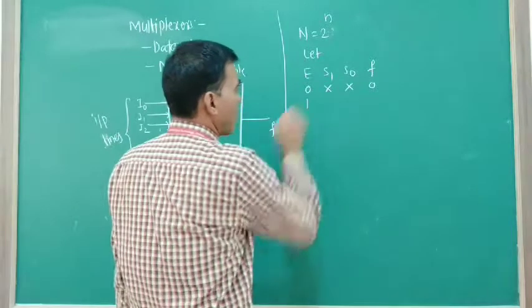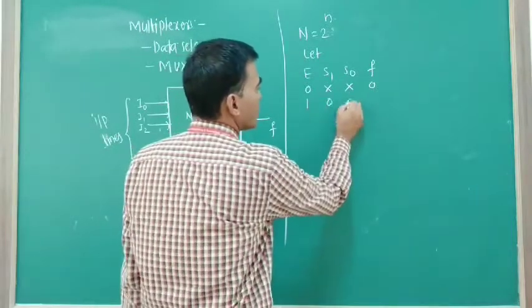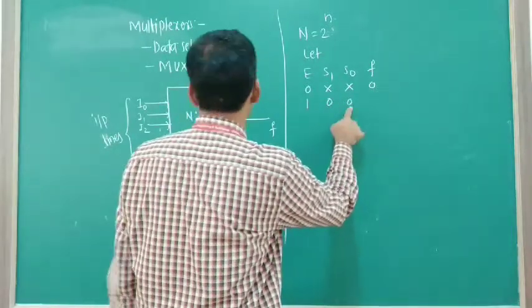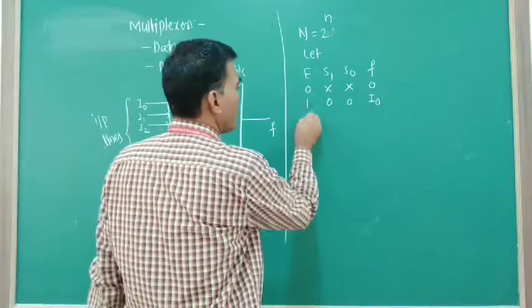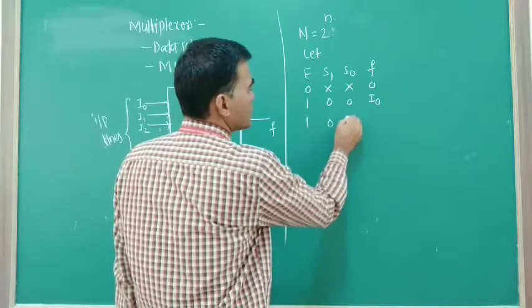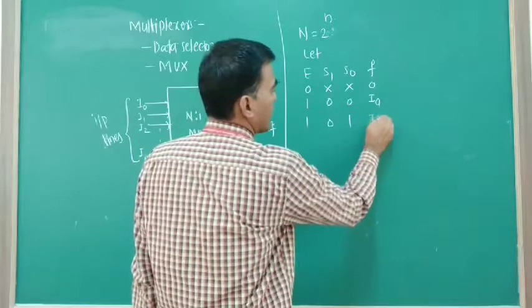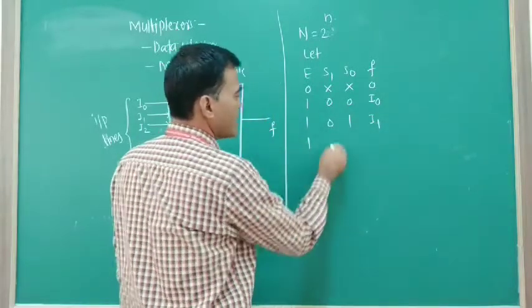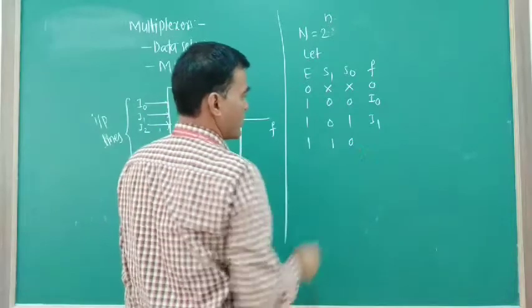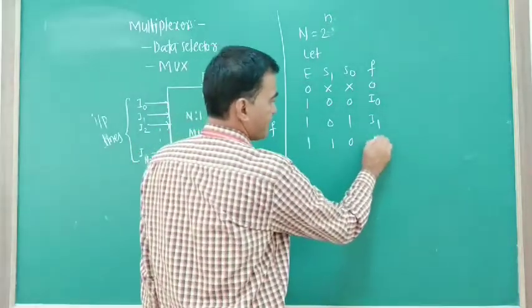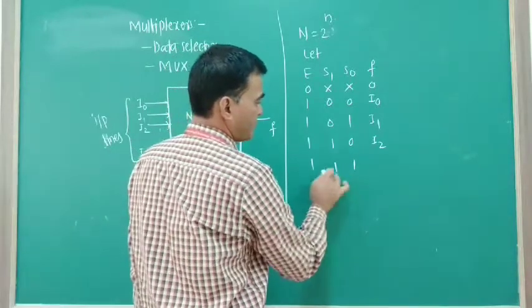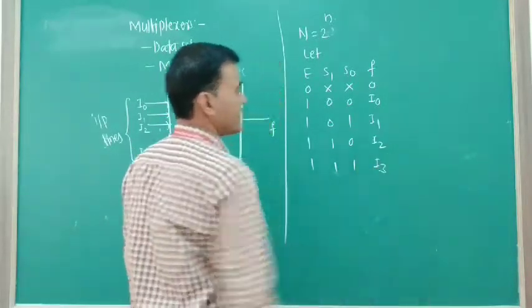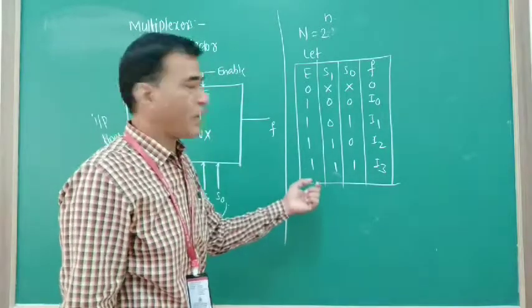When enable is 1 and both select lines are 0, 0, the I0 line is selected. When enable is 1 and S1, S0 is 0, 1, the I1 line is selected. When enable is active and S1, S0 is 1, 0, I2 is selected. For 1, 1, I3 is selected. So this is the truth table.